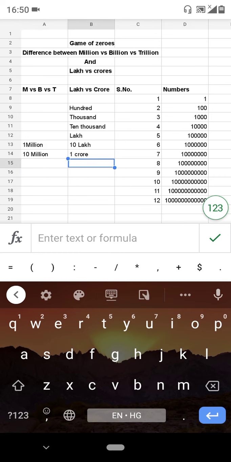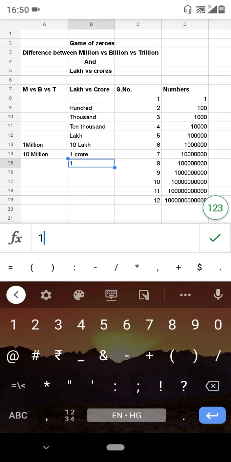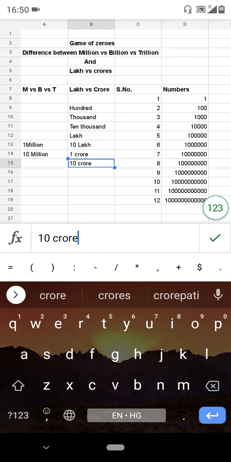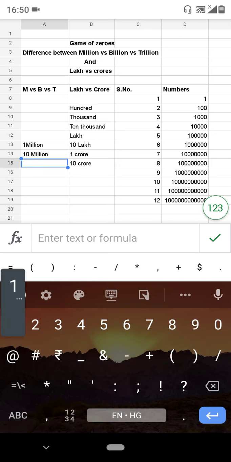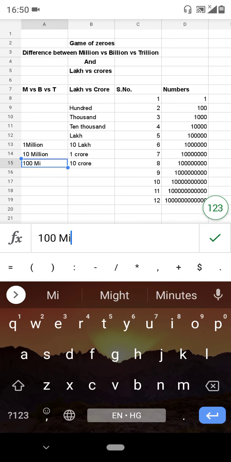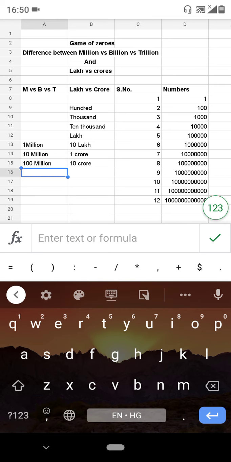Let's go to the next row, which is serial number 8. This has got 8 zeros, right? Basically in a crore rupees we had 7 zeros. Now in 8 zeros we will call them 10 crore, okay? And this will be called 100 million. Why? You have got 8 zeros. In million you have got 6 zeros. So ahead of 100 you have got 6 zeros, which is 100 million.